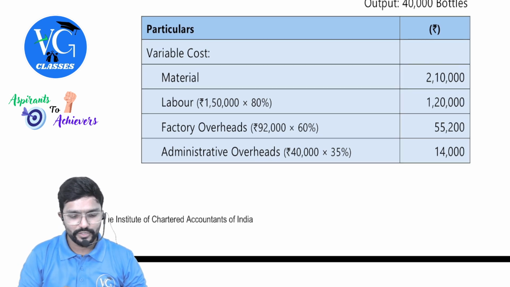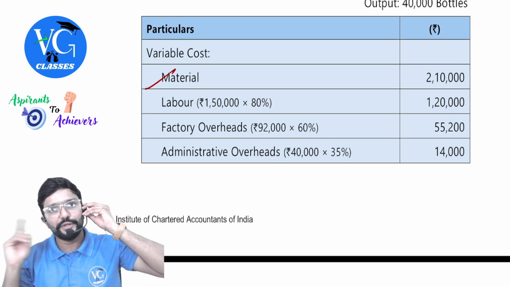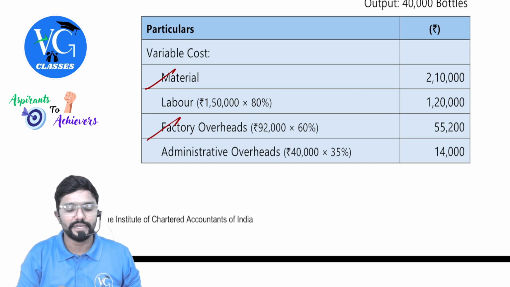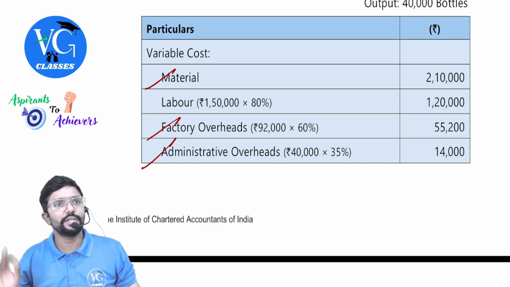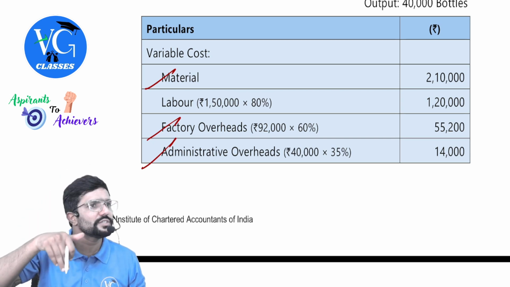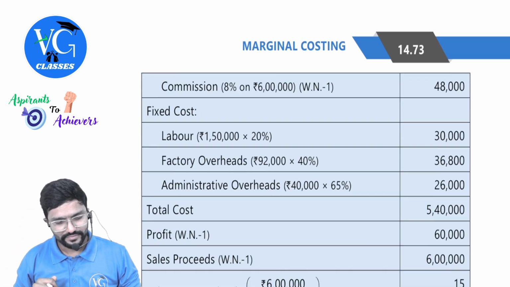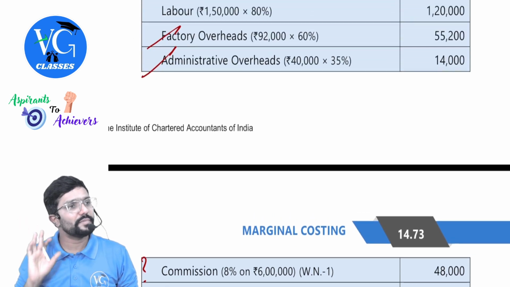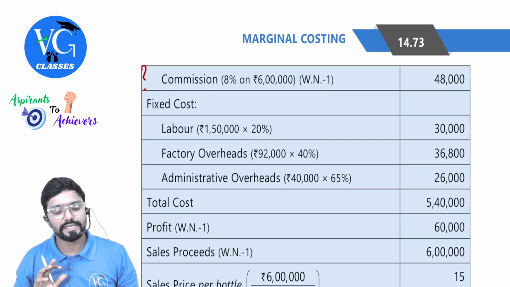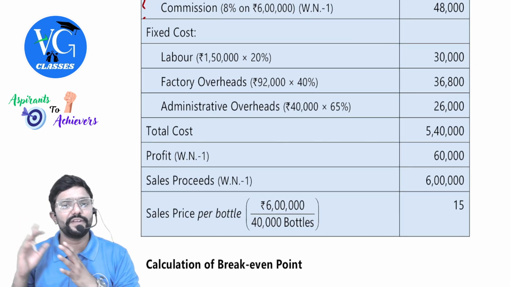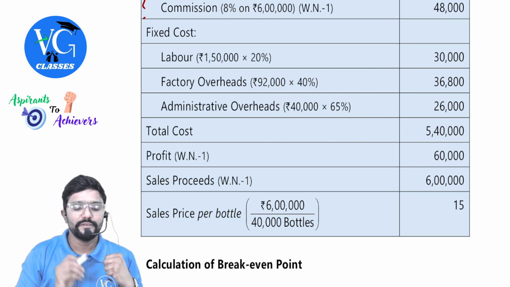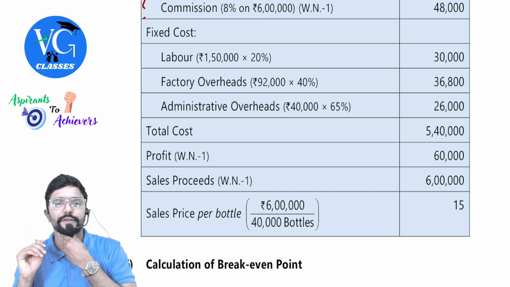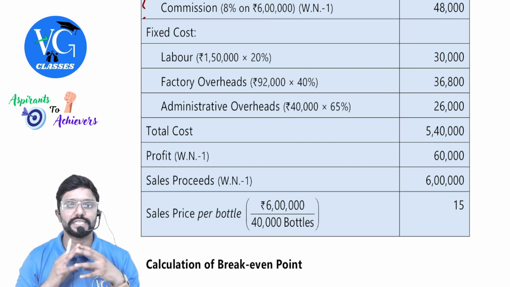Variable cost: material 2,10,000, labor 1,50,000 into 80%. Only the variable portion you have to take. Factory 92,000 into 60%. Administrative overhead 40,000 into 35%. Understood? Commission I don't know, so let us keep it blank. Fixed cost: labor 1,50,000 into fixed portion 20%. Factory overhead 92,000 into fixed portion 40%. Administrative overhead 40,000 into fixed portion 65%.